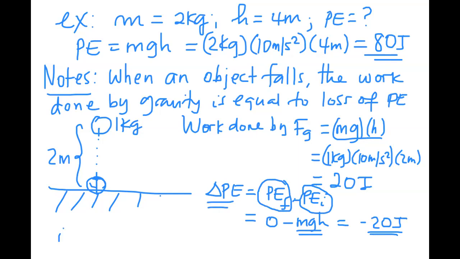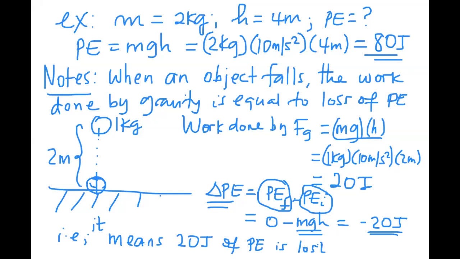So that is to say, potential energy is lost. This means that 20 joules of potential energy is lost.